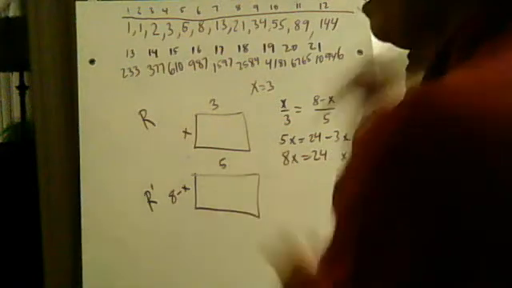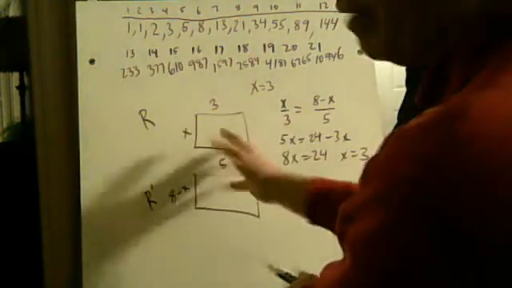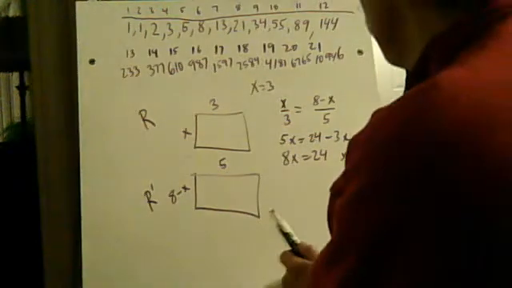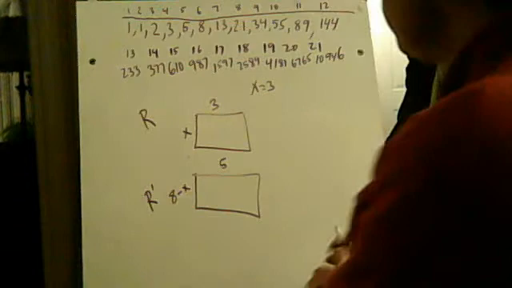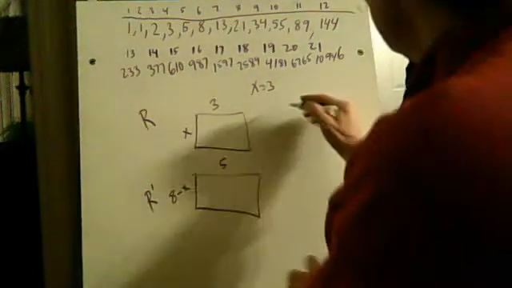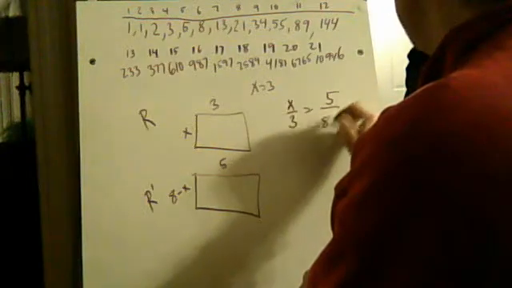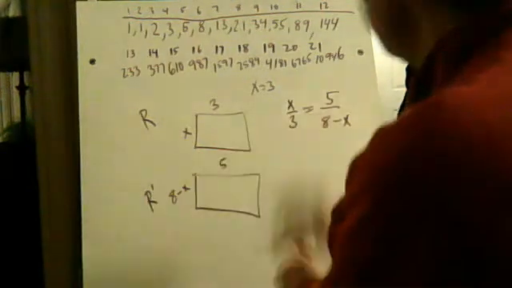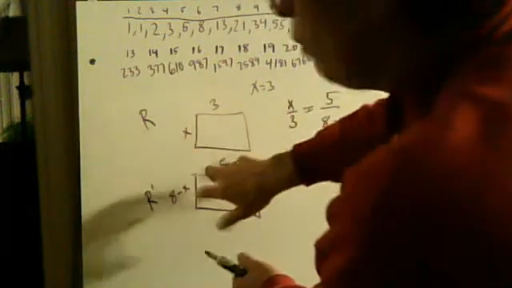And when you look at that, it makes sense because this is a square, 3 by 3, and this is 5 by 5. They're both squares. Okay. Now, but that's not the only possibility. The other possibility is that x over 3 is equal to 5 over 8 minus x. In other words, this could be similar to that, only this would be rotated.